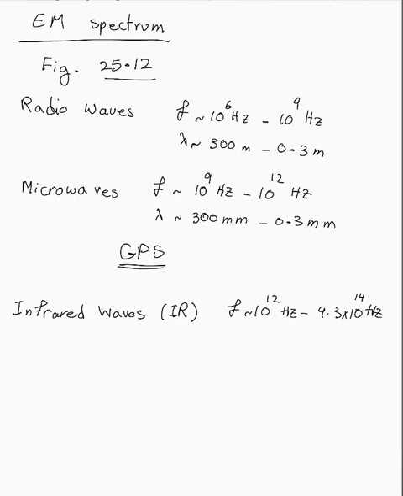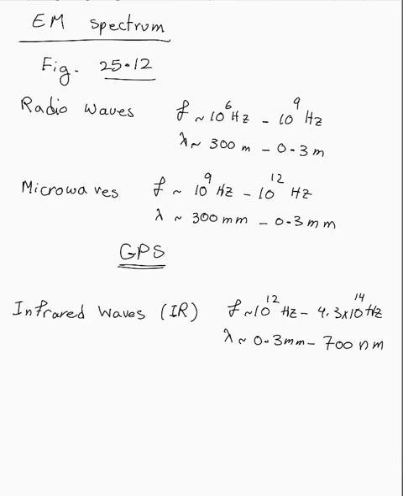On the right side of microwaves, we have infrared waves with frequencies of 10 to the power of 12 hertz to 4.3 times 10 to the power of 14 hertz, which makes their wavelength stand between 0.3 millimeters and 700 nanometers. So you can see that the wavelength is decreasing. These are the electromagnetic waves with frequencies just below that of red light.